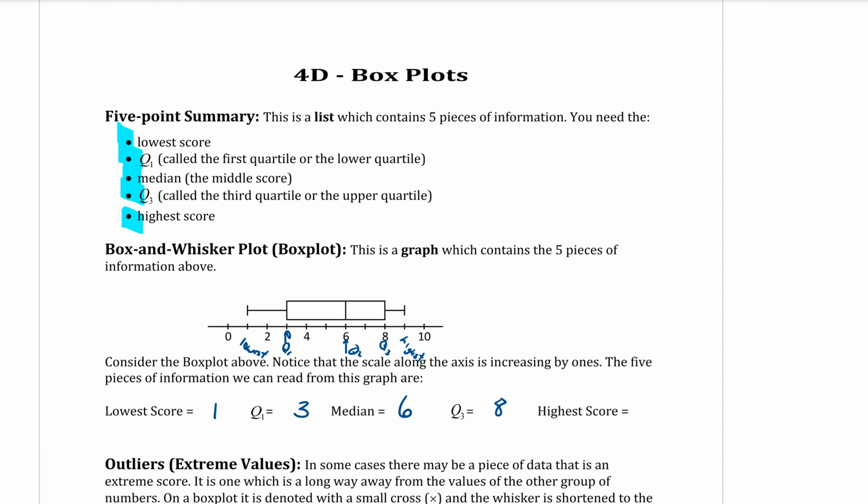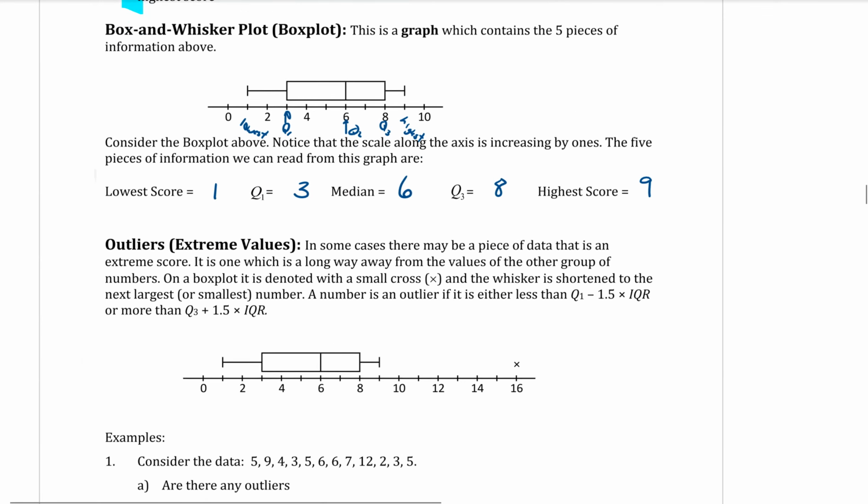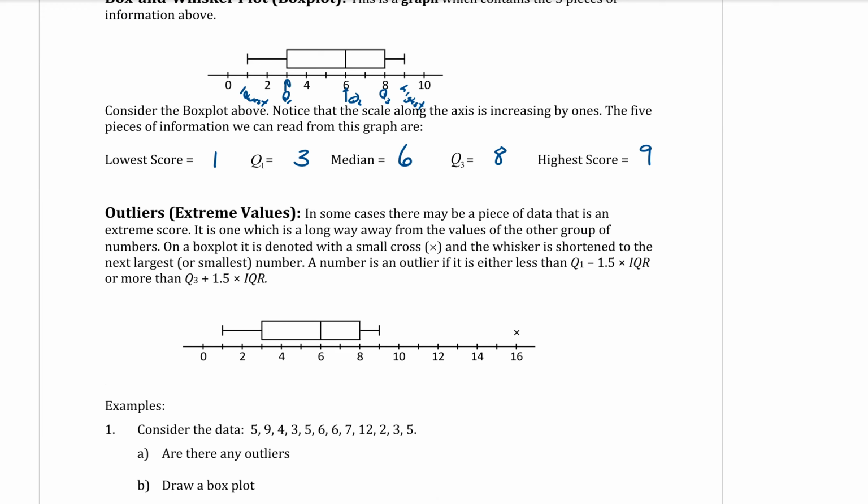There's another message here about outliers. We did this yesterday though. Outliers are extreme values. In some cases, there may be a piece of data that is an extreme score, one which is a long way away from the values of the other group of numbers. On a box plot, this is denoted with a small cross, and the whisker is shortened to the next largest or smallest number. A number is an outlier if it is either, and these are our formulas again. You have to identify it with these formulas.